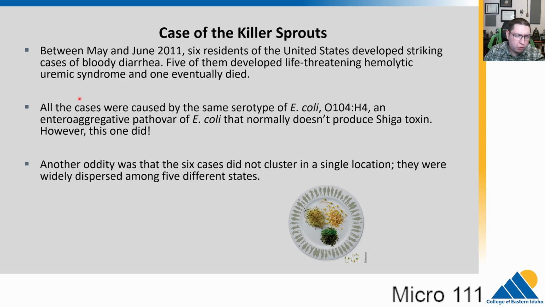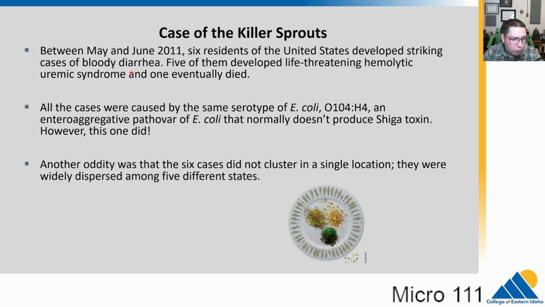They found the organism there, and all of them were the same serotype of E. coli. We call it O104H4. So this is normally an E. coli that doesn't produce the Shiga toxin. Normally we find it in the enteric tract, but it's not a pathogen. And in this case, though, it did have the Shiga toxin gene, so it has acquired that. In this case, that is what caused the hemolytic uremic syndrome.